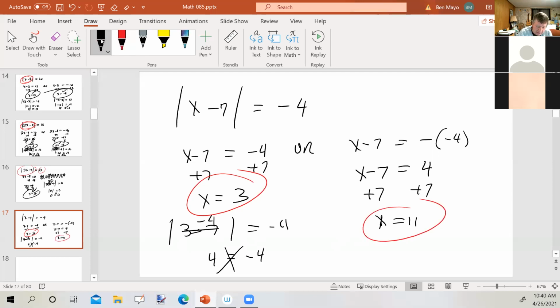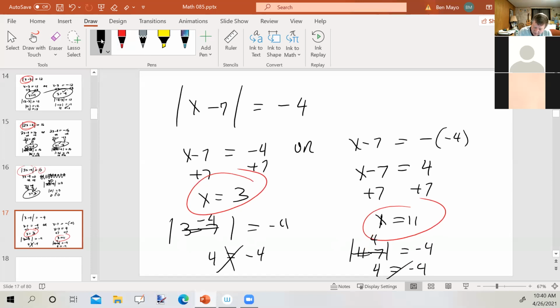Let's check x equals 11. The absolute value of 11 minus 7 equals negative 4. 11 minus 7 is 4. The absolute value of 4 is 4. 4 doesn't equal negative 4. So that one doesn't work either. So there's no solution.